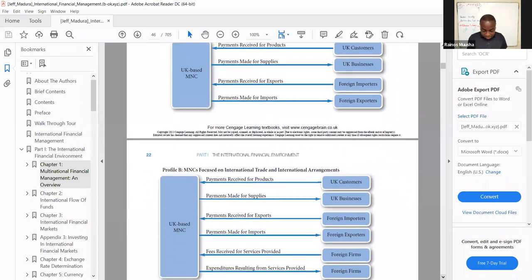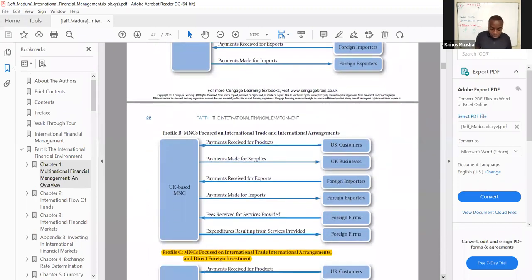On the next diagram, we are now looking at a more complex diagram of the multinational corporation focused on international trade and international arrangements. From the local customers and suppliers, they're doing transactions. They're also doing the importing and exporting of goods. And over and above that, they're also providing services to foreign firms.